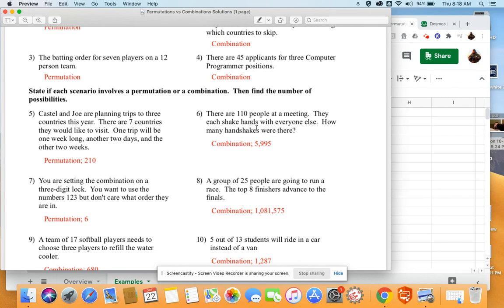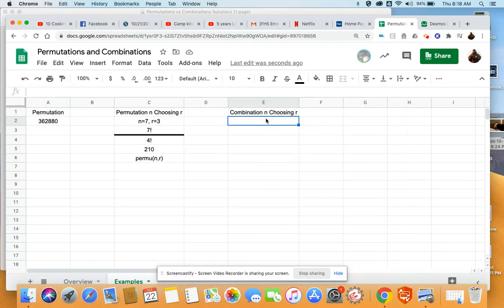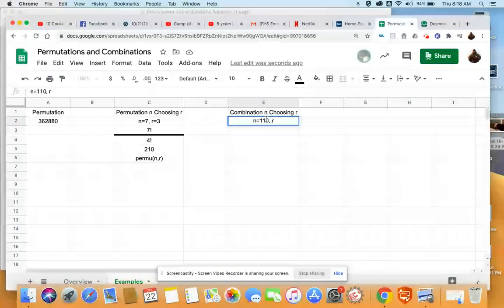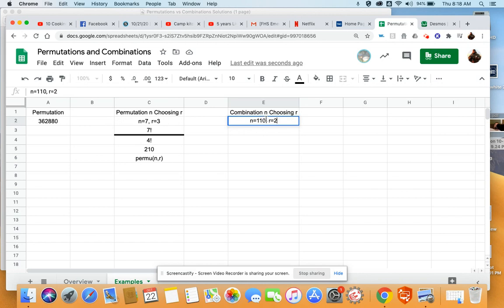Now the key to this is there are 110 people. How many are we choosing? Well, we're choosing two people. How many different ways can we choose two people out of 110 people? So we're going to do a combination here. Again, we have n is going to be equal to 110, and r, since we have two people for a handshake, is going to be 2.